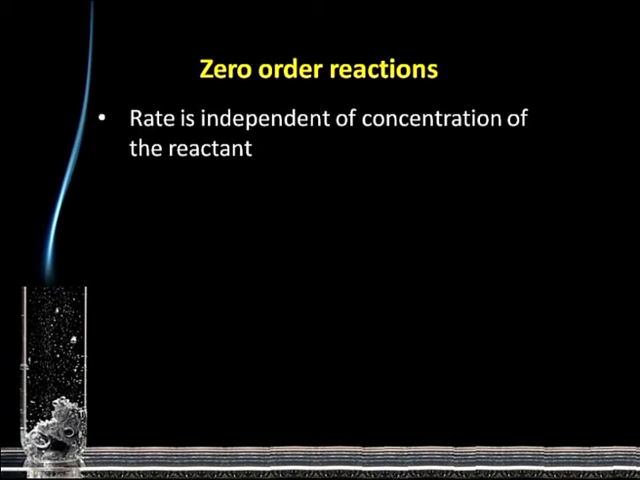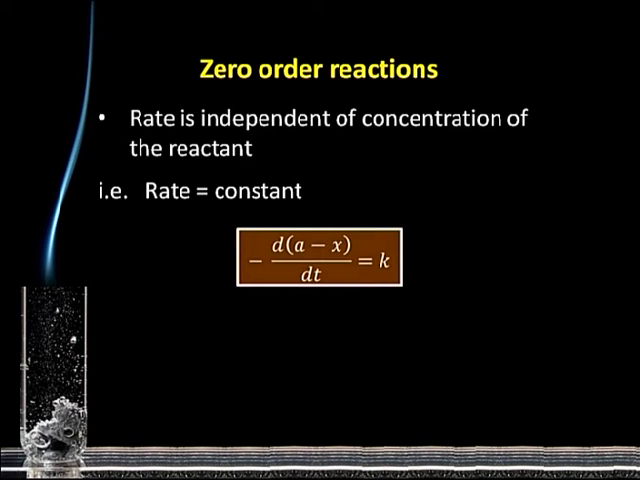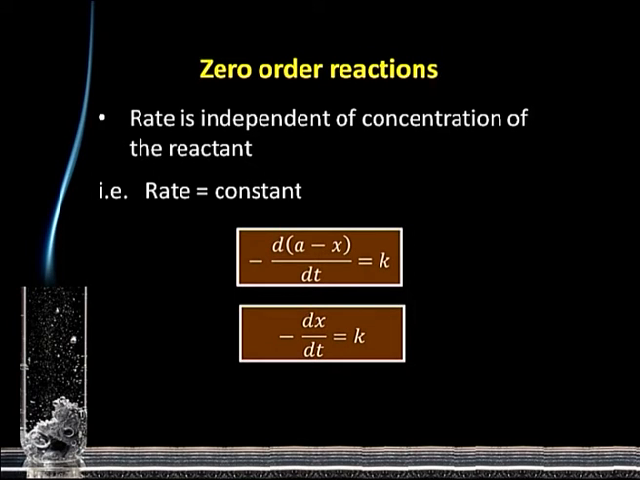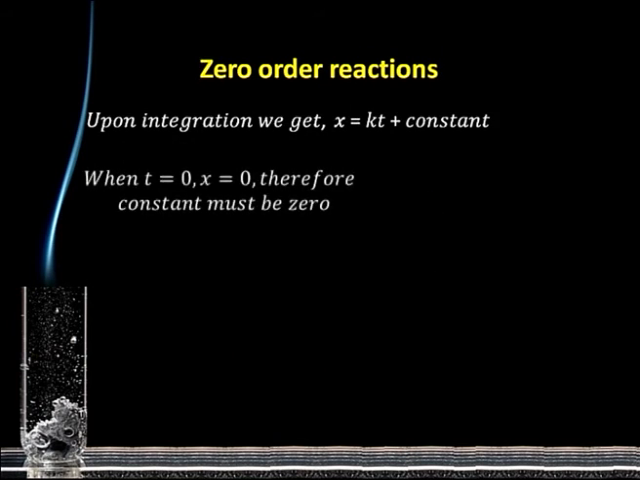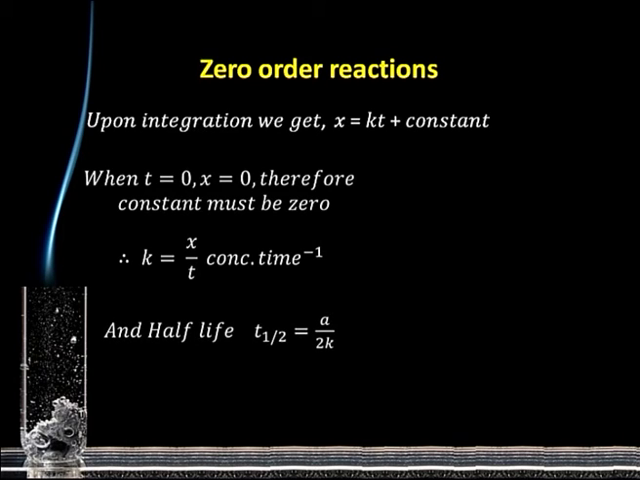Zero order reactions, very interesting. The rate is independent of the concentration of the reactant. You start the reaction, and the rate remains the same throughout the reaction. Rate is equal to a constant. We can write the expression: minus d[A], or minus dx divided by dt, is equal to k. So, minus dx by dt is equal to k, and we can finally get the integrated form of the rate law, k is equal to x upon t, concentration into time inverse, and half life we can calculate.